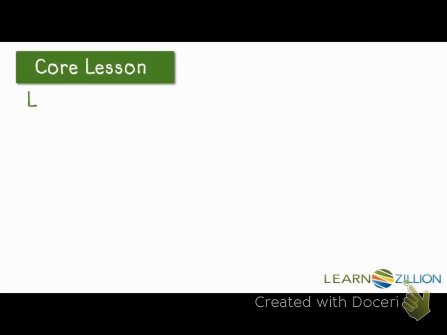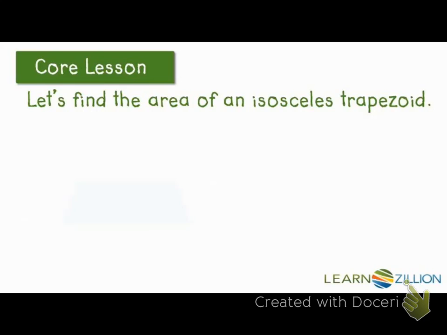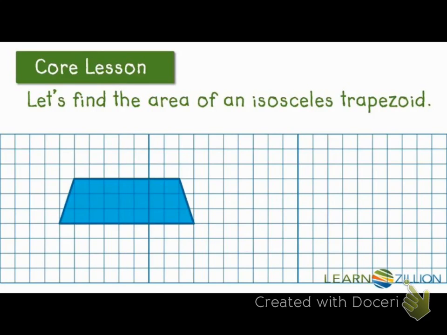Let's take a look at another example. In this one we're going to find the area of an isosceles trapezoid. With an isosceles trapezoid, you're going to notice that, much like an isosceles triangle, the two sides are congruent to one another, and our base and the top of our trapezoid run parallel to one another. So same thing, we're going to create a congruent trapezoid and flip it.